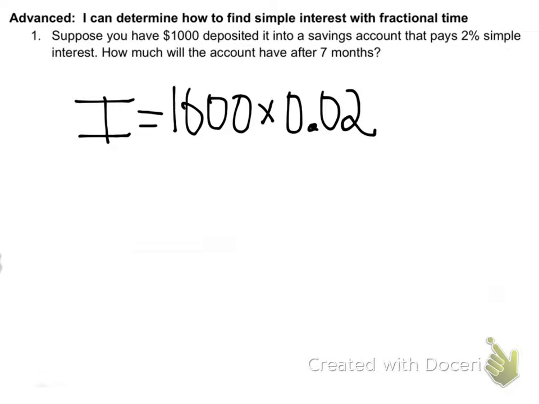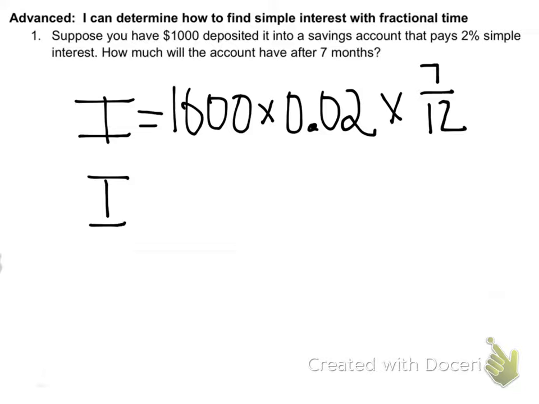2%, you should know by now, as a decimal is 0.02. And now, here's the thing. For time, we're actually going to use this number over 12. Think about it: when you did 1/2, you were technically doing 6 over 12. And so if we're doing 7 months, we're talking about how much money is going to be in there after 7/12 of a year.